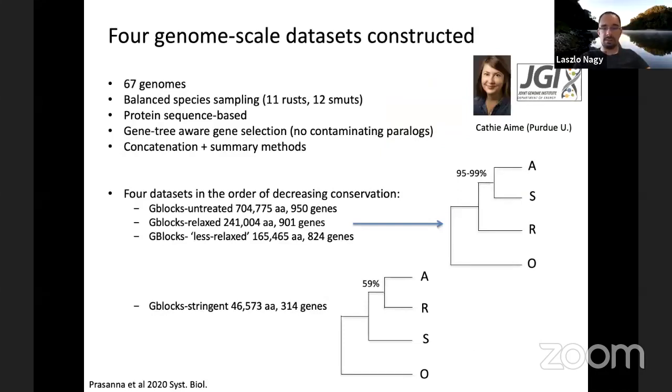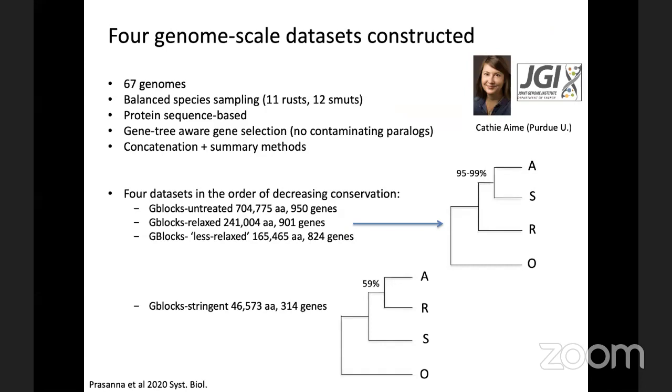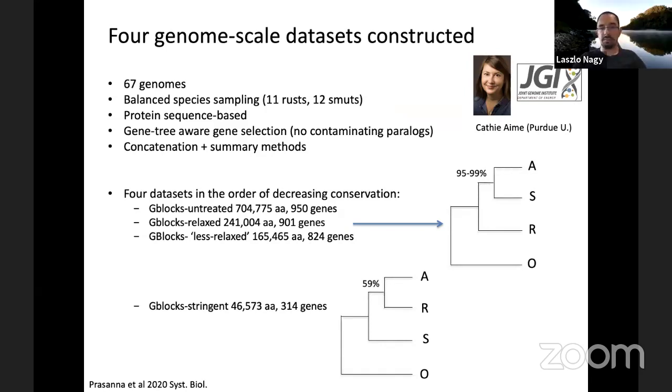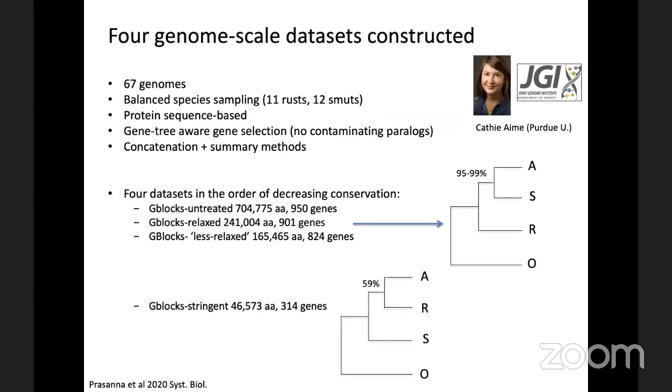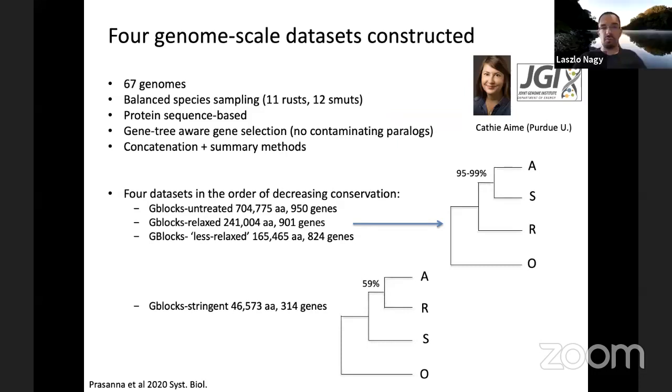We chose 67 genomes. We increased the sampling of rust and smut species significantly. In most of the previous genome scale phylogenies, there were up to two or three rust and smut species, which, you know, might have led to biases in how we can resolve the relationships among these subphyla. So we wanted to increase the sampling.